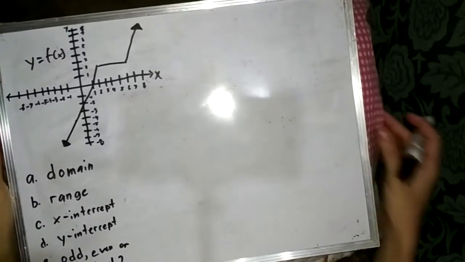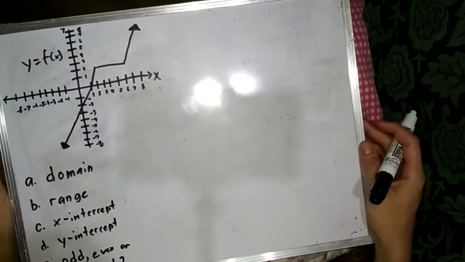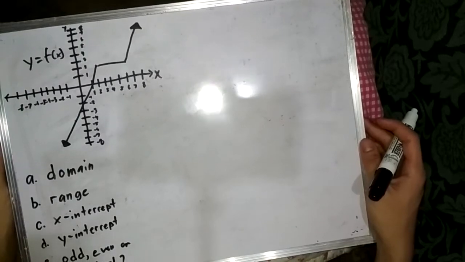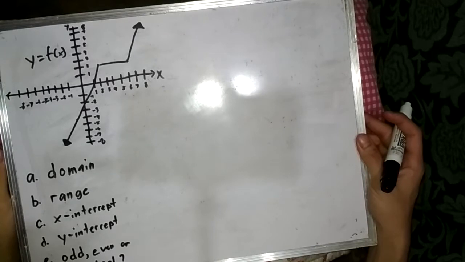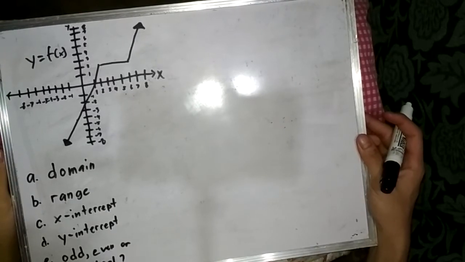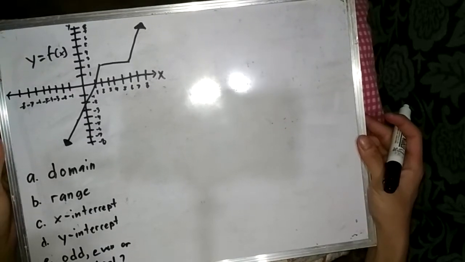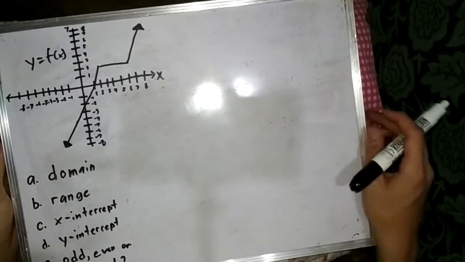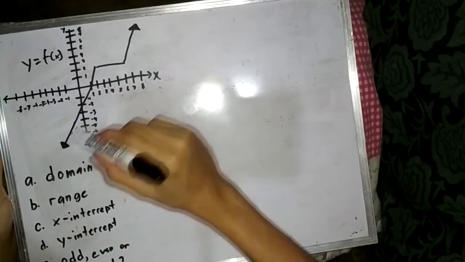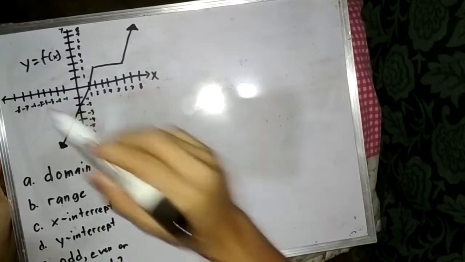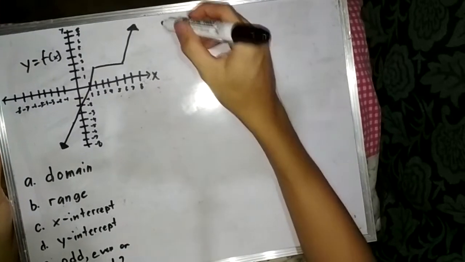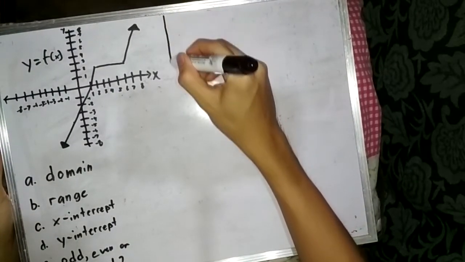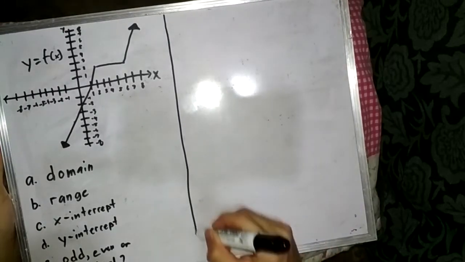So this is the graph below. We have to solve for the domain, range, x-intercept, y-intercept, and whether it is odd, even, or neither. So we have to take a look at the graph below. This indicates that the graph itself is a function f of x. The first thing to do is to determine the domain.